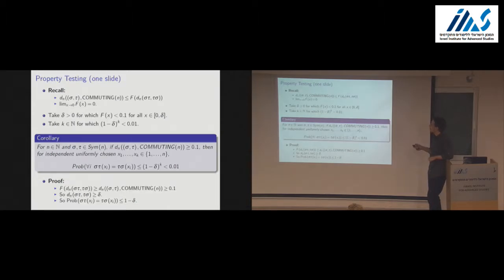I want to spend one slide on property testing to explain one motivation to study this. So what we had in the previous slide is summarized here. And now I want to say that if I have a pair of permutations, then checking if they are close to a commuting pair is something that I can test probabilistically by only looking at a constant number of places.